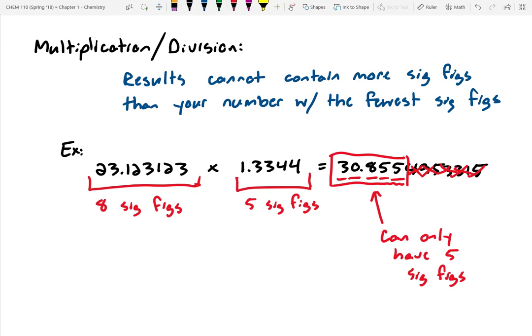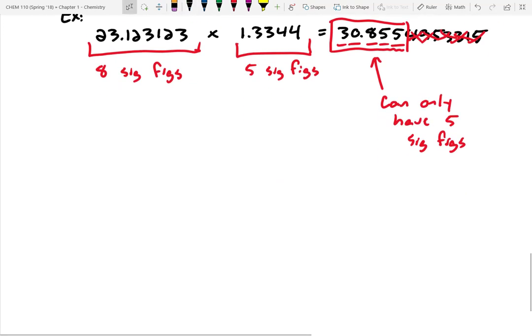All right, I'll show you guys some weird examples. This is how I remember sig figs.